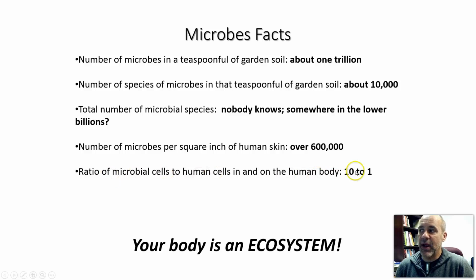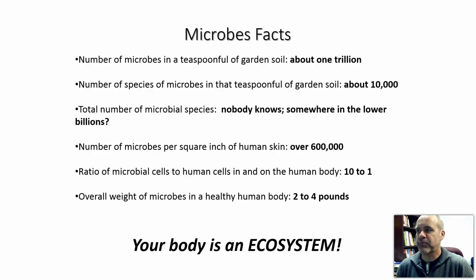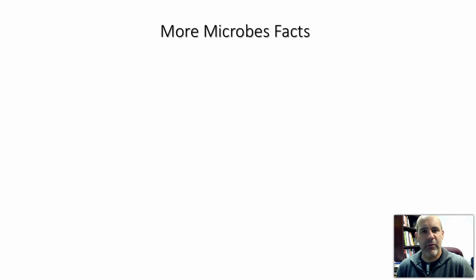So what this means is for every one of your cells, and the human body is made up of many trillions of cells, there are about 10 microbial cells. Now they don't take up that much space. We don't notice them because they're so tiny compared to our cells. If you could weigh all of the microbes in your body, it would probably come out to about 2 to 4 pounds. If you had some way to scoop them all up and put them on a scale, about 2 to 4 pounds. So if you need to lose 2 to 4 pounds quickly, murder all your microbes.